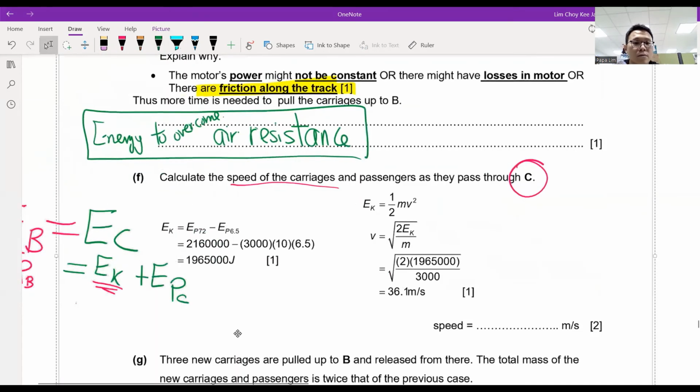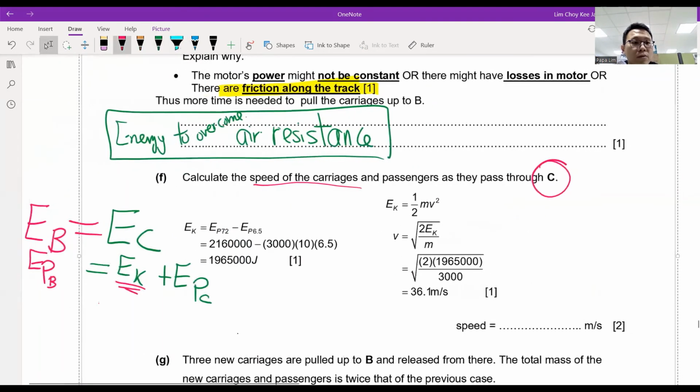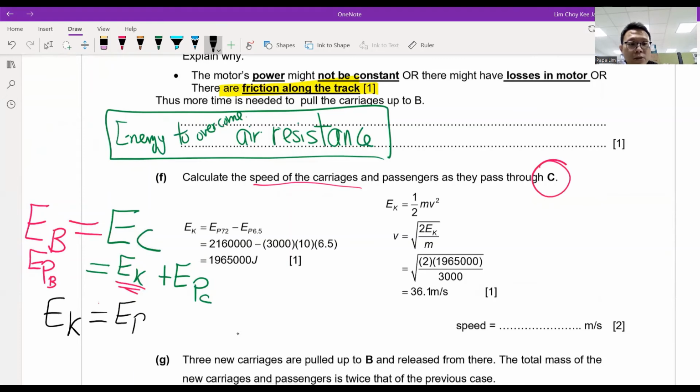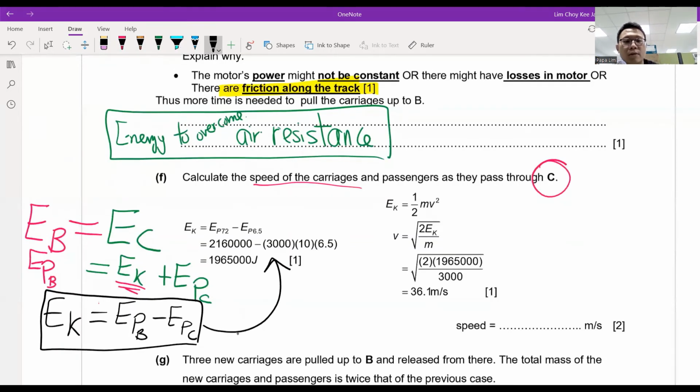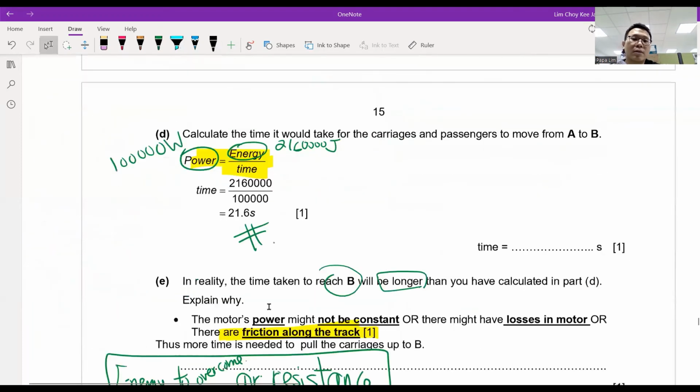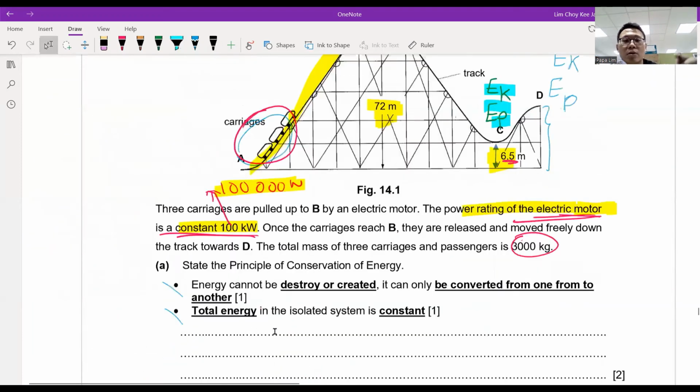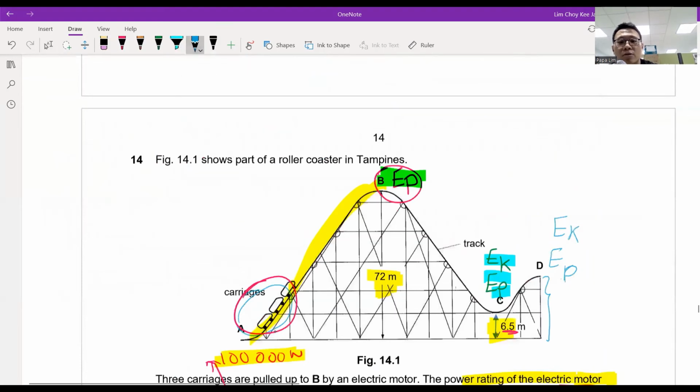Okay, so once you are here, what do you do? I'll rearrange. So I get EK equal to EP, potential energy at B minus potential energy at C. And this is what I'm actually doing. In a nutshell, I'm looking at how the energy is conserved, because when the carriage dives down to point C, he actually loses this amount of potential energy.